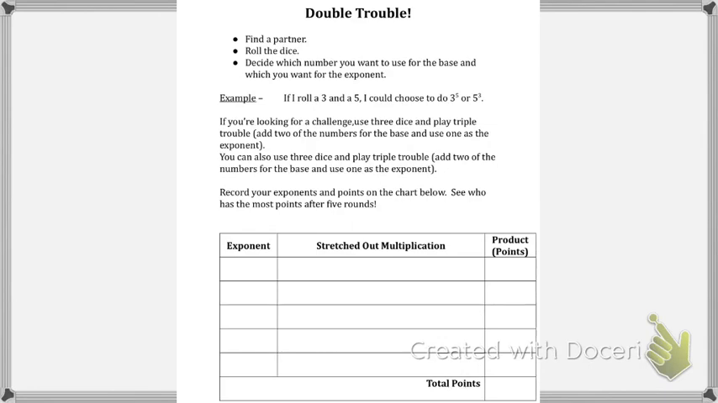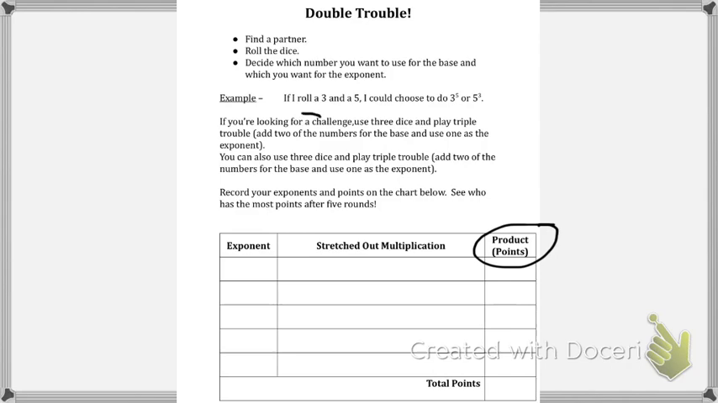And the way you play the game is that you have 2 dice, and these dice represent the base and the exponent. But it's the challenge of the student to figure out which number is going to be the base and which will be the exponent. The point is to try and get the largest product. So mentally, students have to figure out, is it going to be more beneficial to have a bigger base or a bigger exponent, and when the situation might require the reverse.